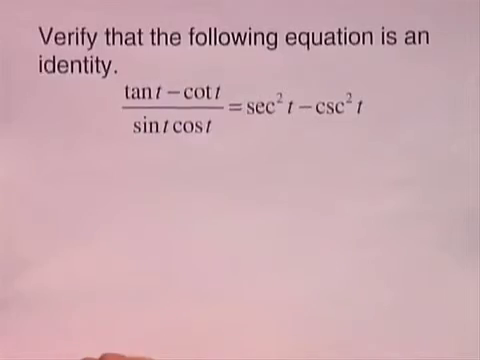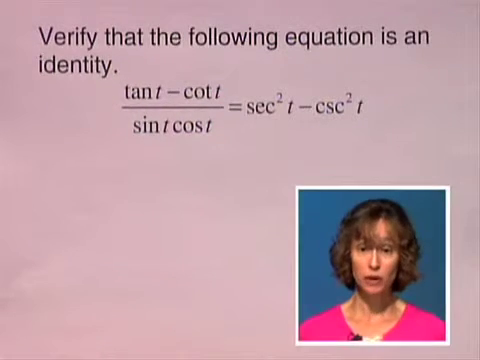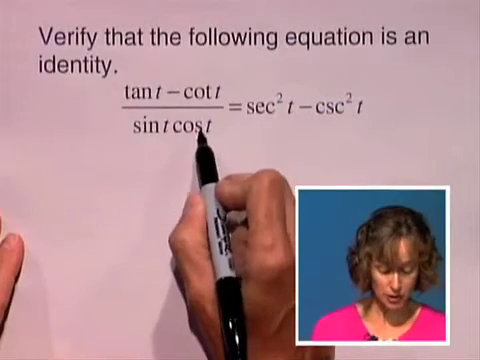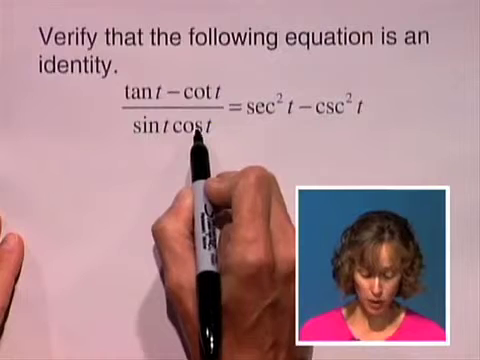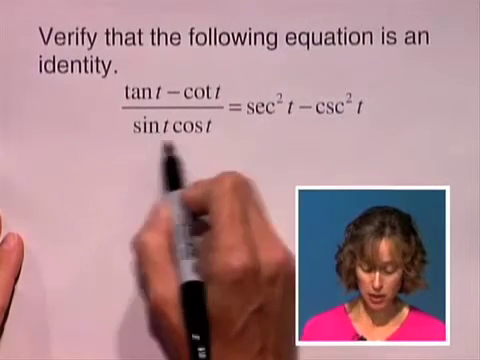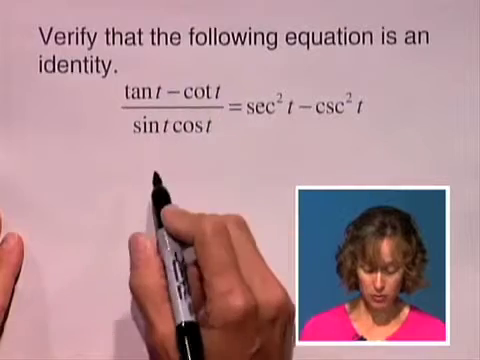Let's verify an identity. We want to verify that tangent t minus cotangent t all over sine t cosine t is equal to secant squared t minus cosecant squared t. Well, I'm going to work on the left-hand side, and I'm going to break this fraction into 2 by taking 1 over sine t cosine t times tangent t, and that same fraction times cotangent t.